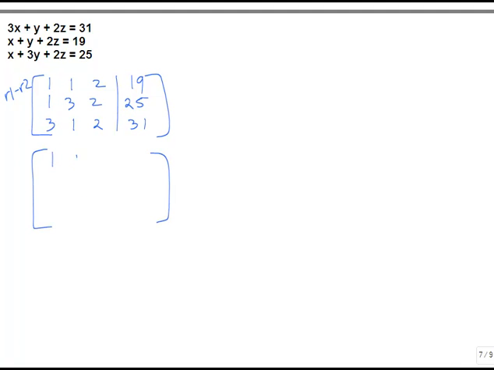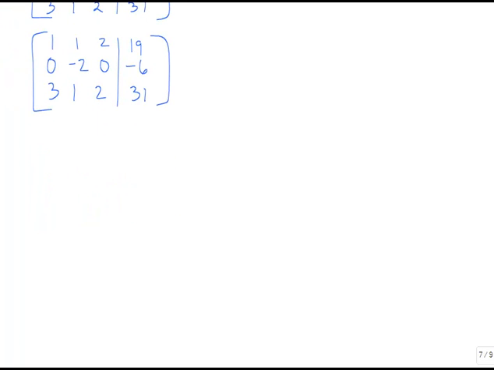So row 1 is not going to change, 1, 1, 2, 19. And if I do row 1 minus row 2, that's the top number minus the bottom number. So 1 minus 1 is 0, 1 minus 3 is negative 2, 2 minus 2 is 0, and 19 minus 25 is negative 6. I haven't touched row 3 yet, so it's going to stay the same. So now I have my first 0.